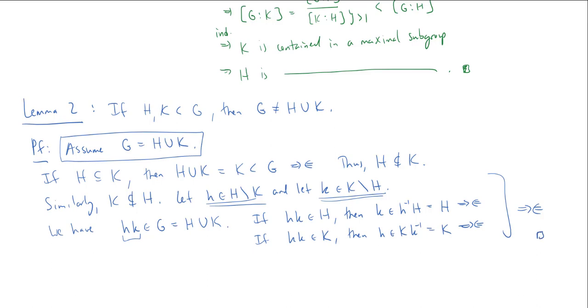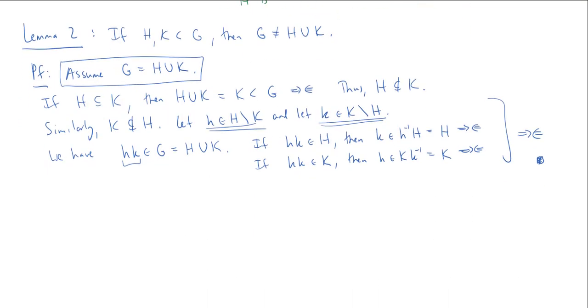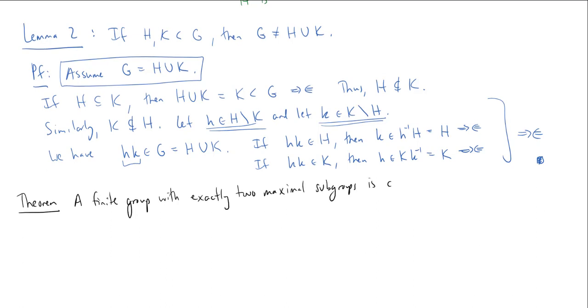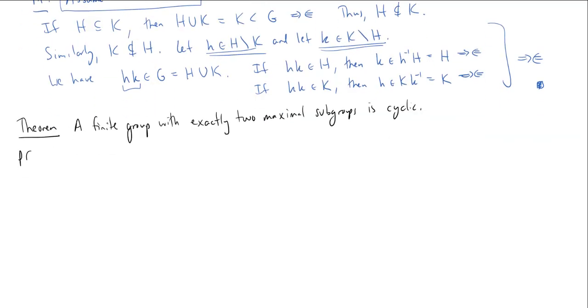Okay, so that finishes the proof of the lemma. And now we can get to the main result. Okay, so theorem: a finite group with exactly two maximal subgroups is cyclic. So we've already seen, of course, examples where a cyclic group can have exactly two. So we're going to prove this by assuming we're in a situation of a finite group with exactly two maximal subgroups that is not cyclic.